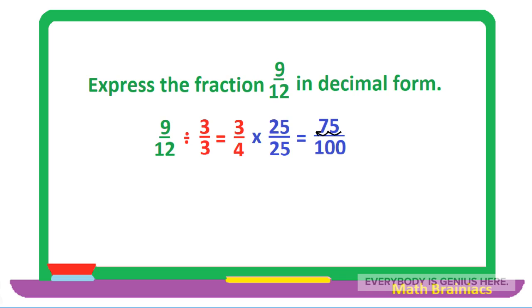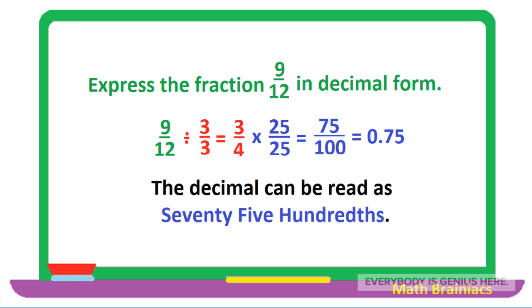Since we have two zeros on the denominator, we need to write our decimal point 2 places to the left, and it will give us 0.75. The decimal can be read as 75 hundredths.